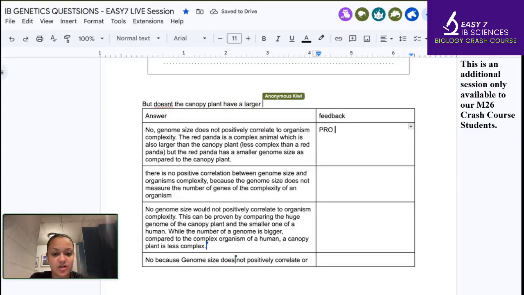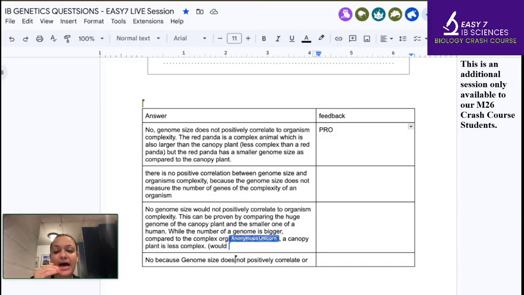yes. So anonymous Kiwi is saying, but doesn't the canopy plant have a larger number of genomes than maybe the human? And you're absolutely right. So, but again, you have to give a pro. You have to give a pro. And so we've given a con, which is the genome size is not positive, but the pro has to be something. And the strongest thing we can think of is that out of the animals, the most complex organism on there is the human, and they are the ones with the largest genome size.